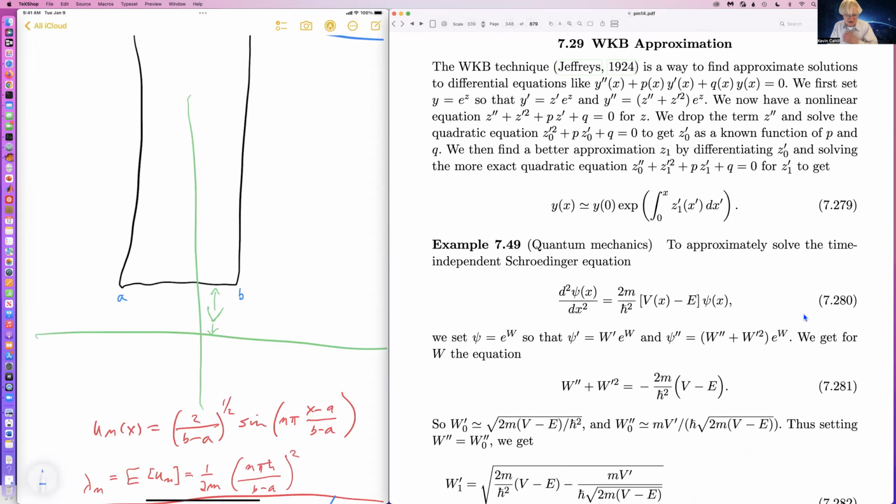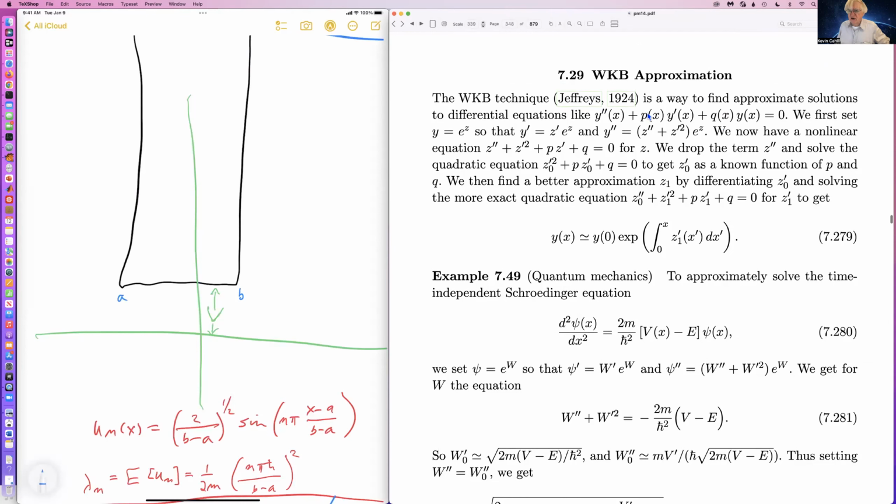I did go through this yesterday, but I think it'd be wise to do it again because it occurs in quantum mechanics, and it's quite a general way of solving approximately a second order ordinary differential equation. And this is a homogeneous ordinary differential equation. There's a zero here. Everything has y or y prime or y double prime. And what Jeffrey suggested was you set y equal to e to the z, and that allows you to easily form what the first and second derivatives are.